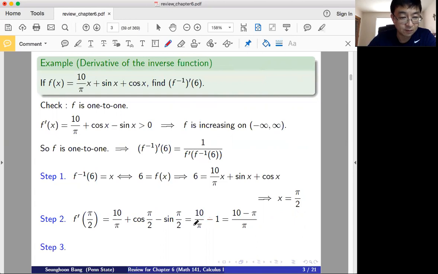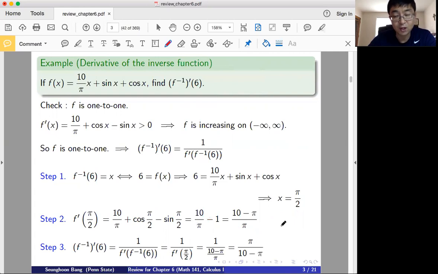Step 3, exactly, the reciprocal. You can plug this value into the denominator. So we have this one, the reciprocal is pi over 10 minus pi. This is the idea for solving the second problem.